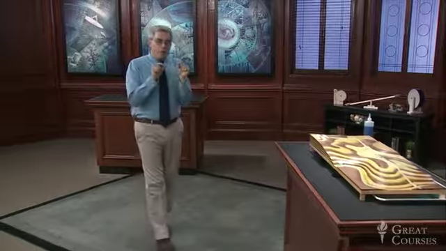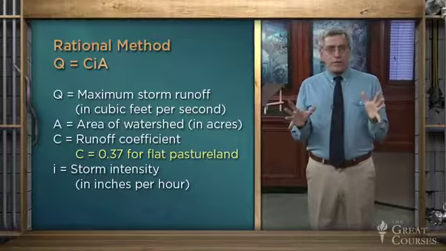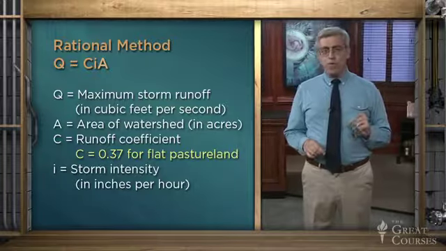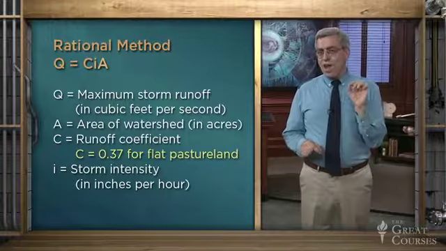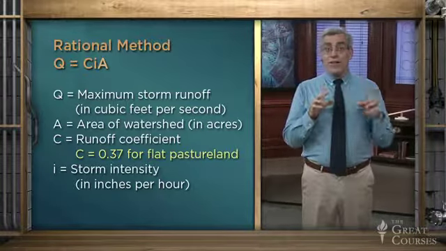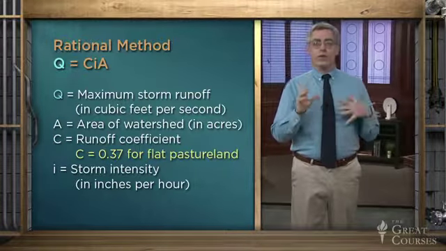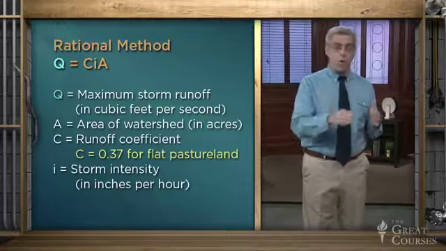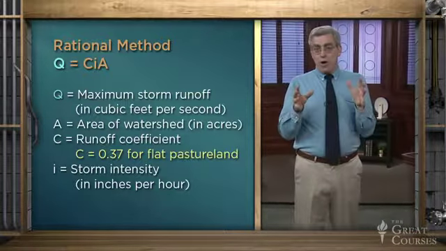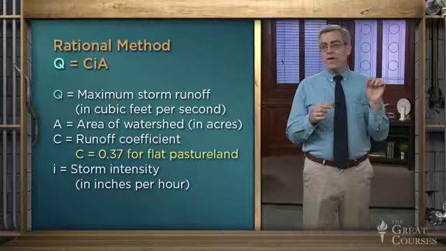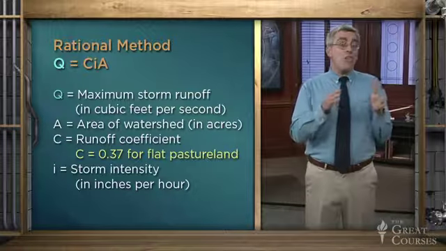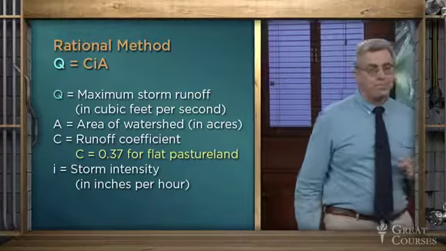Now, we're ready to perform a hydrologic analysis of the catchment area using a standard analytical technique called the rational method. At the heart of the rational method is this mathematical equation, Q equals CIA, which is used to calculate the maximum rate of storm runoff that will flow through the outlet of our drainage system during the design storm. This maximum runoff, Q, is measured in cubic feet per second. It's also called the discharge of the watershed.